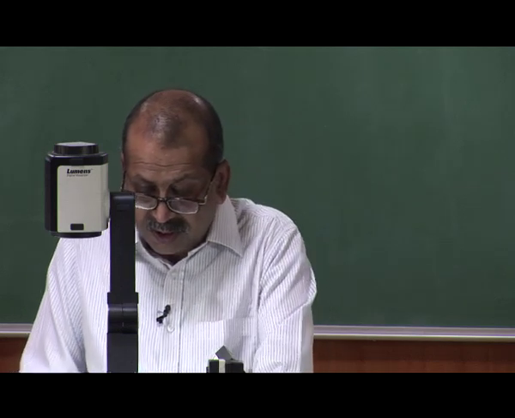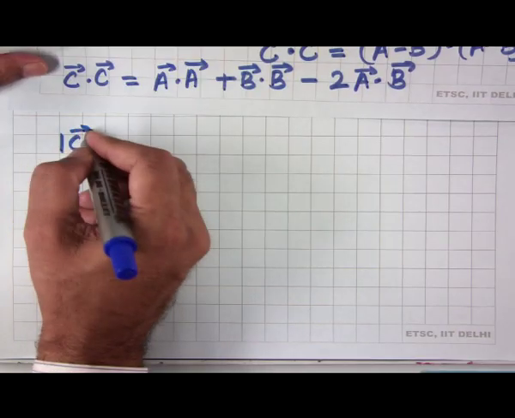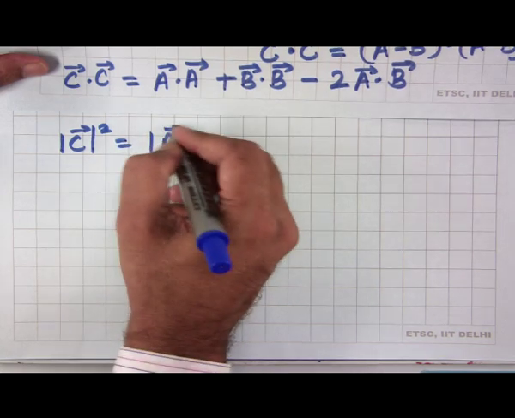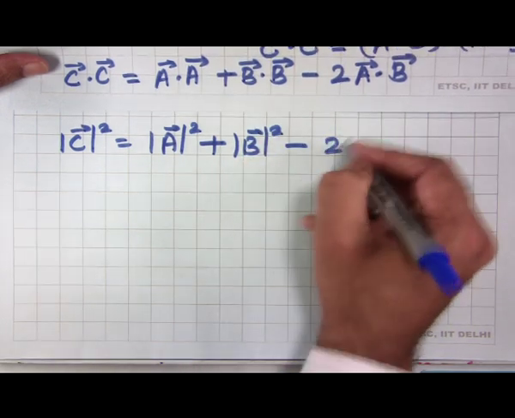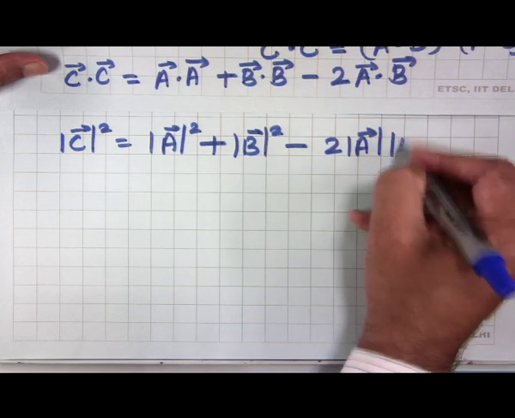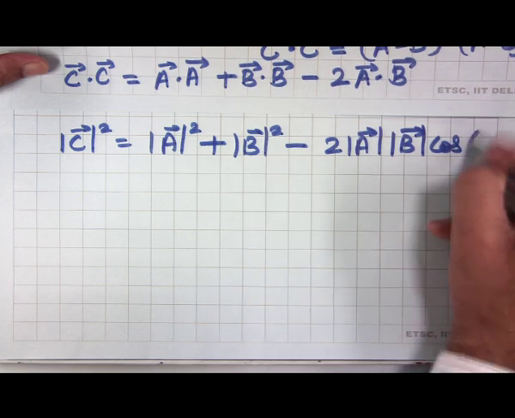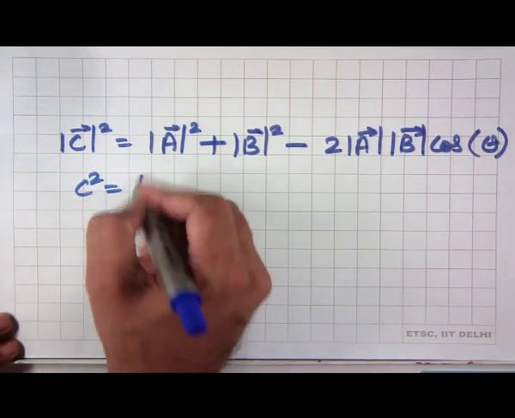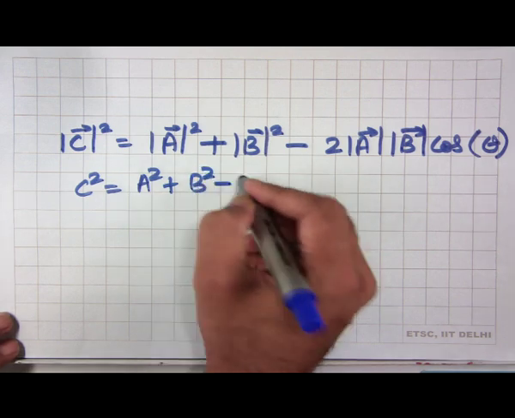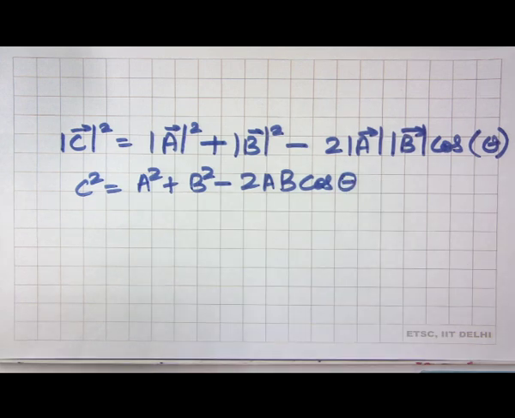Now, this C dotted with C can be written as magnitude of C square, which is equal to magnitude of A square plus magnitude of B square minus 2 times magnitude of A times magnitude of B times cosine of the angle between A and B, which is theta, and magnitudes are nothing but the lengths of the sides. So, we get C square is equal to A square plus B square minus 2AB cosine theta, which is the cosine law for triangles.